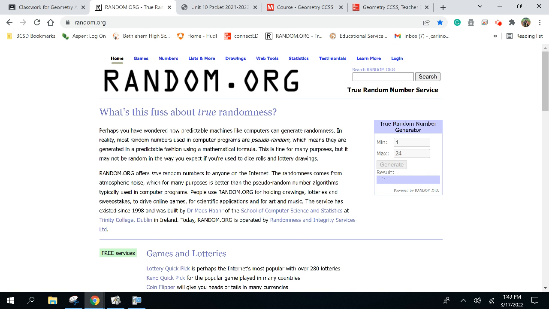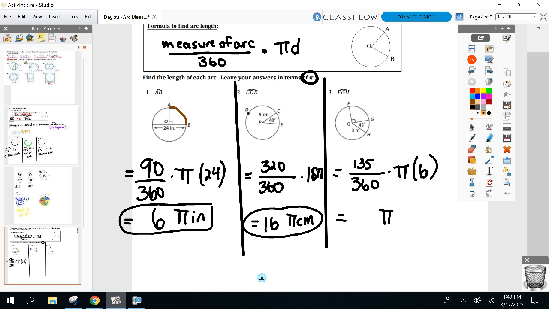Yep. When you're ready. 9/4 pi. Yep, 9/4 pi, or if anybody left 2.25, good job. Meters.